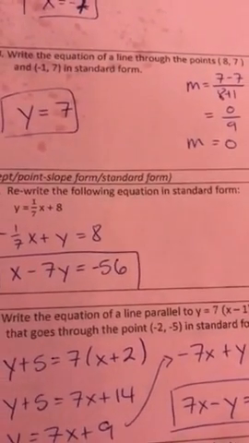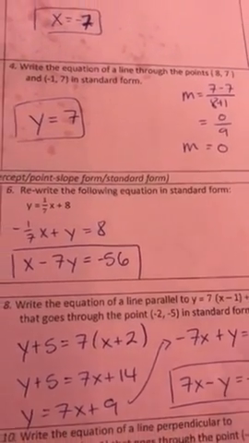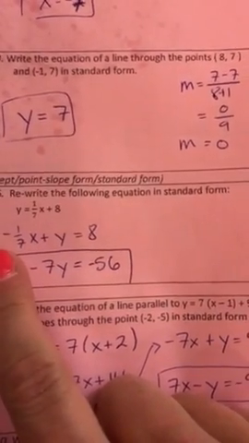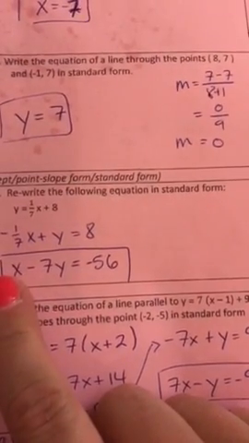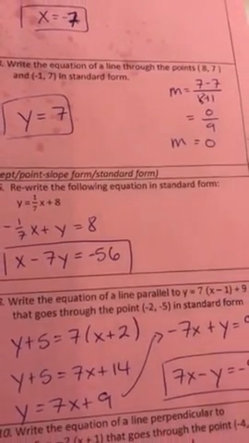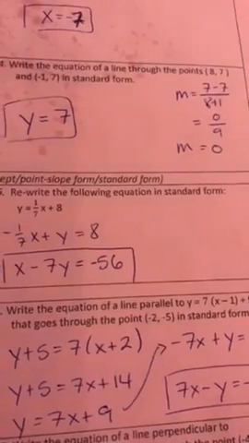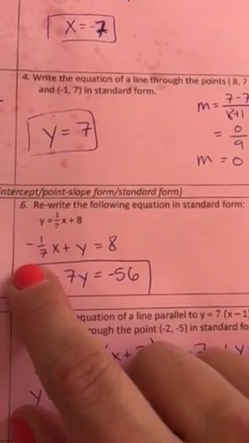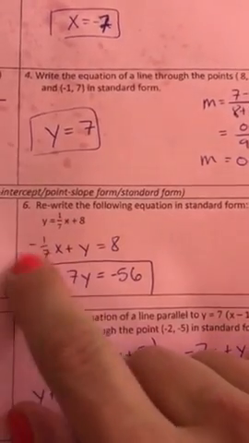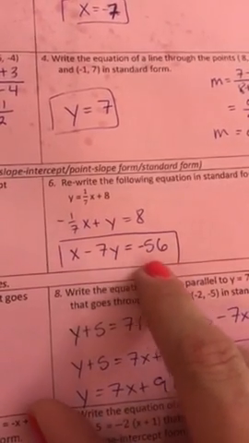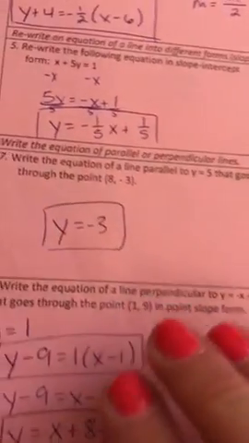Problem 6, rewrite the following equation in standard form. Means I need to have x and y on one side of the equal sign. The coefficient of x cannot be negative, and we cannot have fractions. So I subtract 1/7 x from each side. And then I got to get rid of this negative fraction. So I'm going to multiply everything by -7, which leaves me with x minus 7y equals -56.